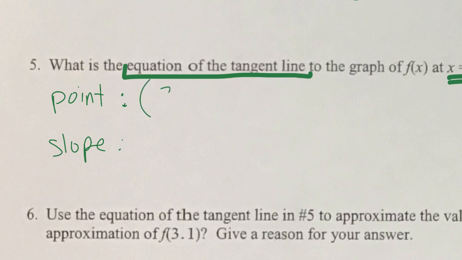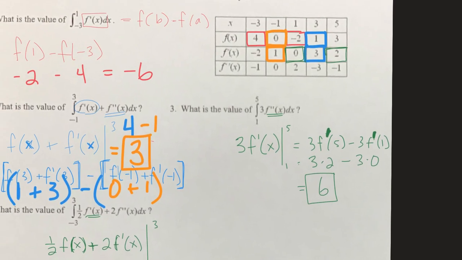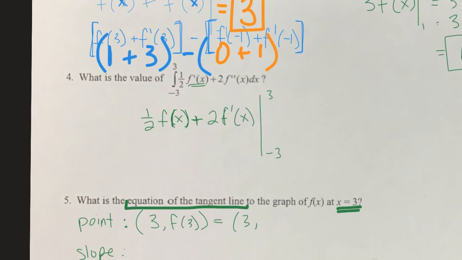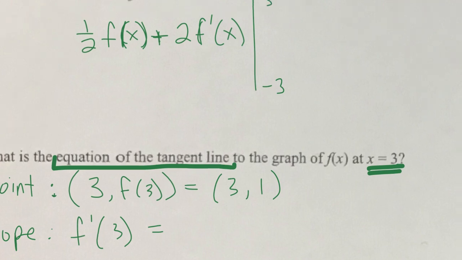So when my x value is 3, what from the table is my f of 3? What is my y value when x is 3? It's 1. If we look up here, we see the y value is 1. So we have the coordinate point (3, 1). And what is the slope? What is f prime at 3? That's how we find the slope. The slope is the first derivative.